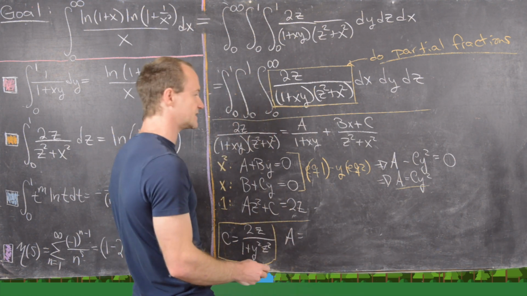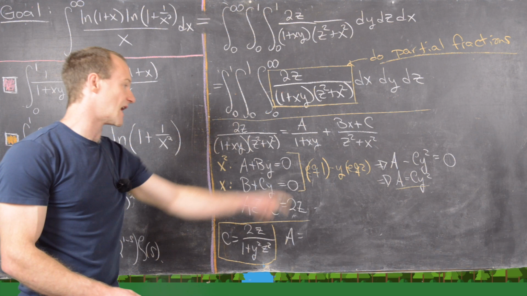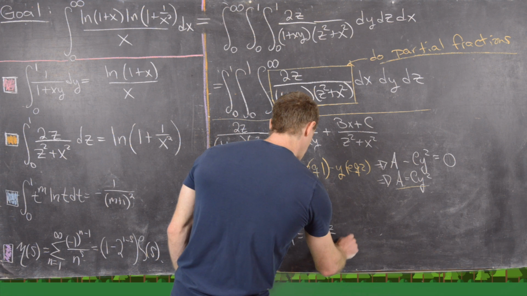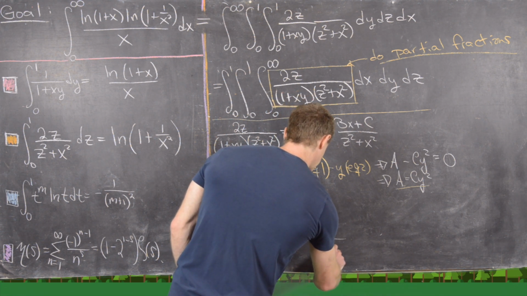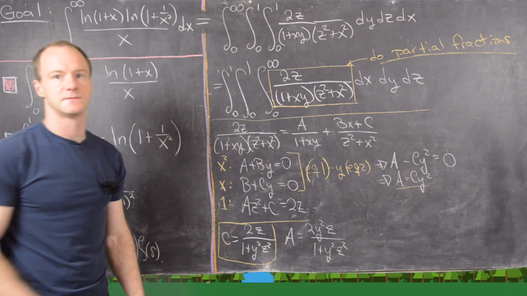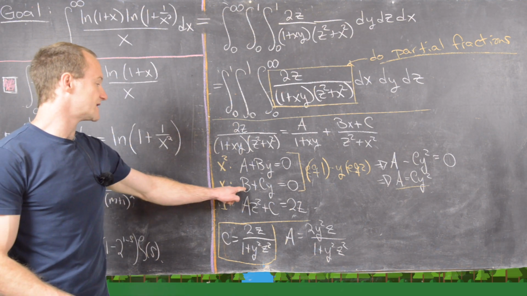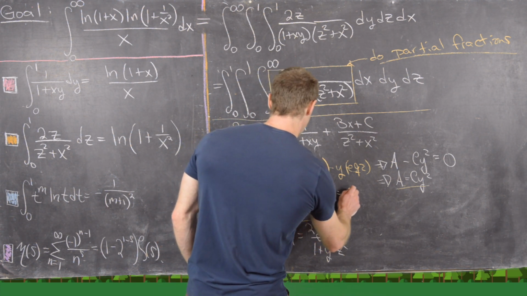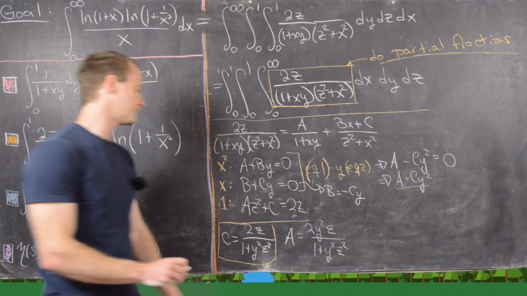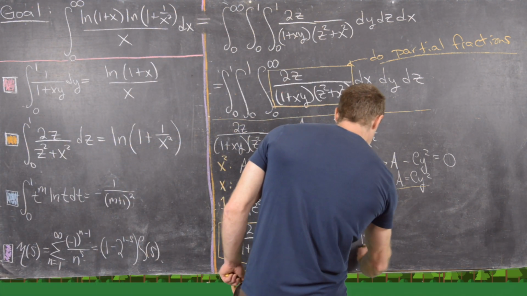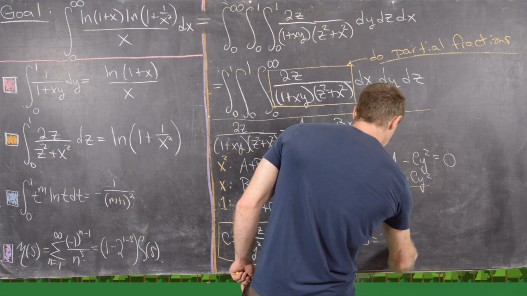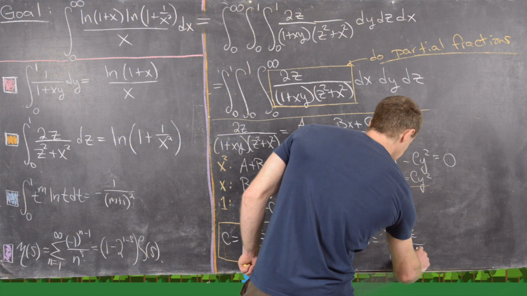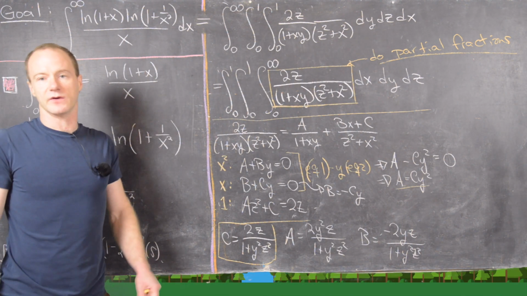So notice A is going to be this guy times y squared. In other words, it'll be 2y squared z all over 1 plus y squared z squared. Okay, good. And then notice that by this equation, B is equal to negative cy. But that means that we can write B equal to negative 2yz over 1 plus y squared z squared. So we've got something like that going on.